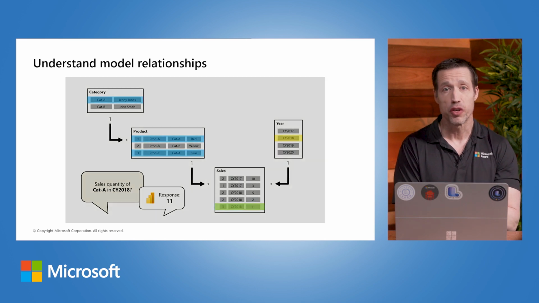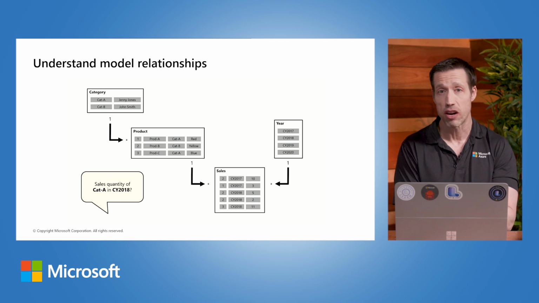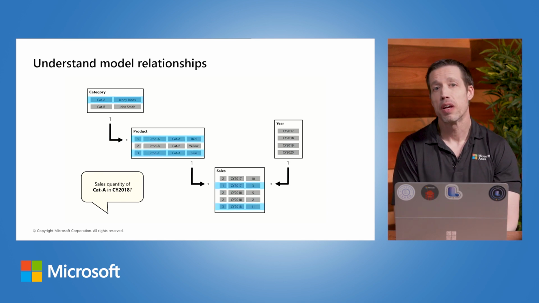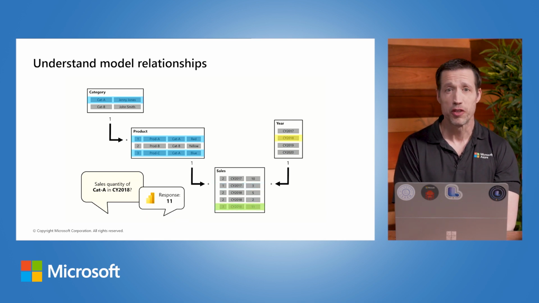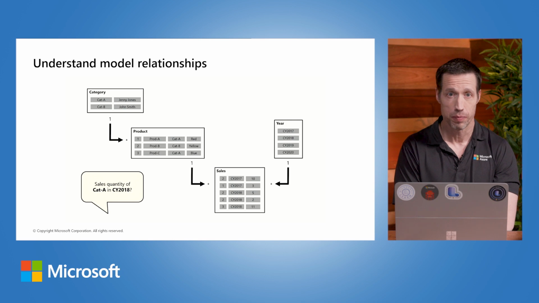The year table filter also reduces the sales table to one sales row in category A and calendar year 2018. The query returns a quantity of 11 units. Multiple filters on the table are always an AND operation, meaning all conditions must be true.